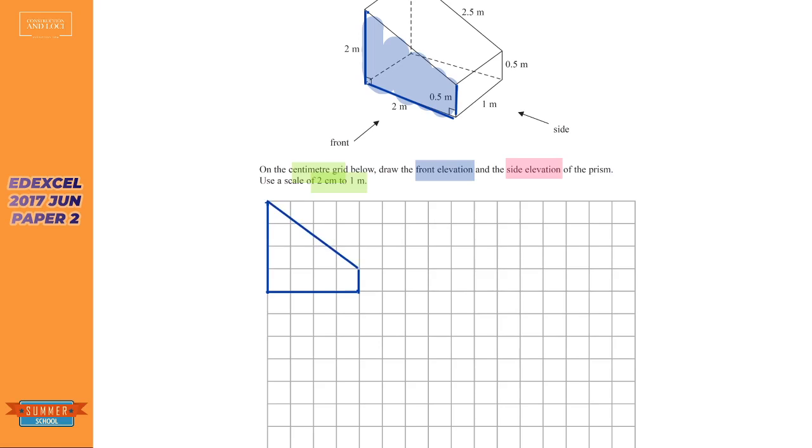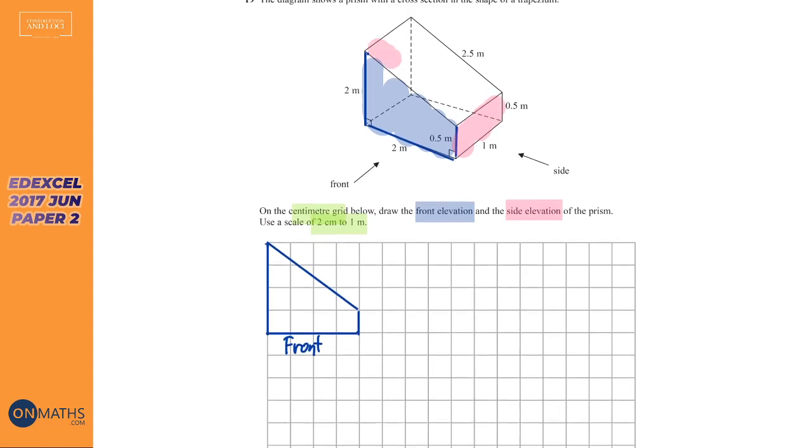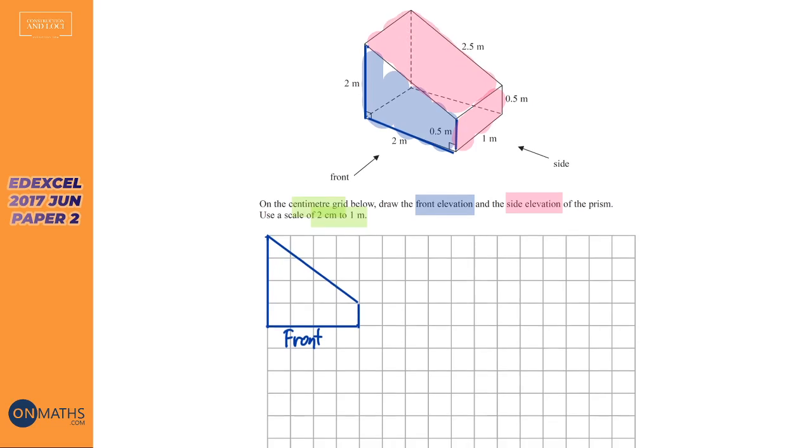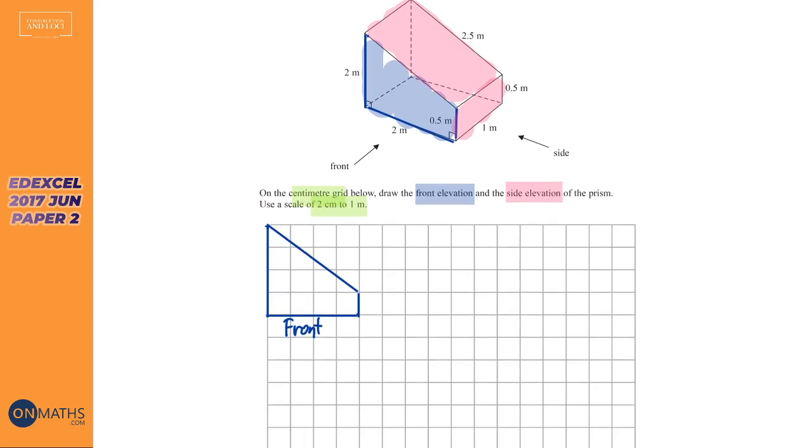I'll need to just make sure I label it, show the examiner that that's the front elevation. You could write front or front elevation. Okay. Next thing we need to do is the side elevation. Now side is where the arrow is pointing, it says side. So you'll definitely see this bit here on the side elevation, but you will also see this bit here. So it's all of this that you'll see. Okay, so we need to somehow draw all of that.